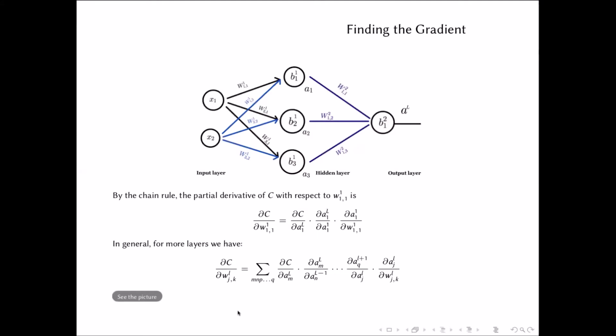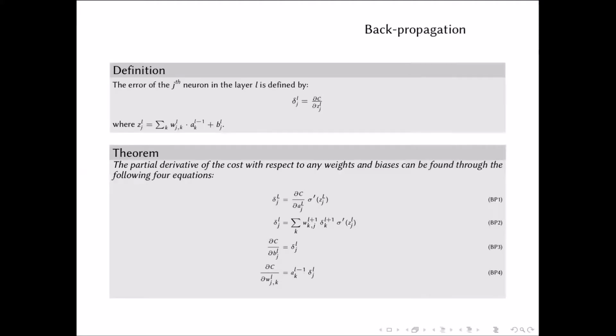So if we just calculate all the partial derivatives one by one, it is going to take too long to calculate. So that's how backpropagation changes the game. So let's look at backpropagation. First, we start with the definition of error. The error of the j-th neuron in layer L is defined by delta_j^L, which is equal to the partial derivative of C with respect to z_j^L, where z_j again is our weighted input plus the bias.